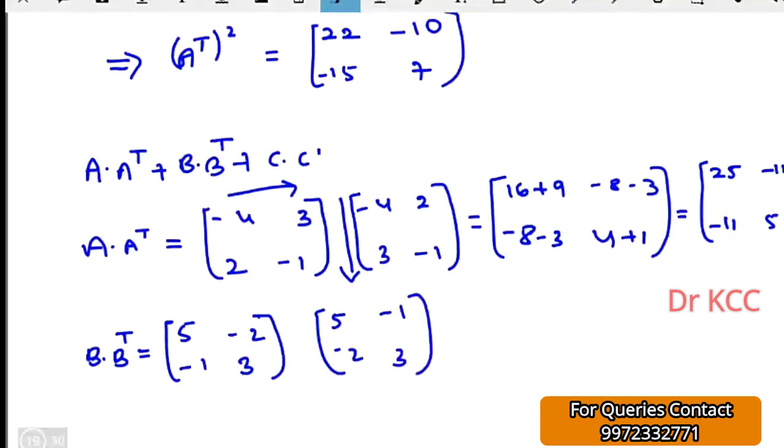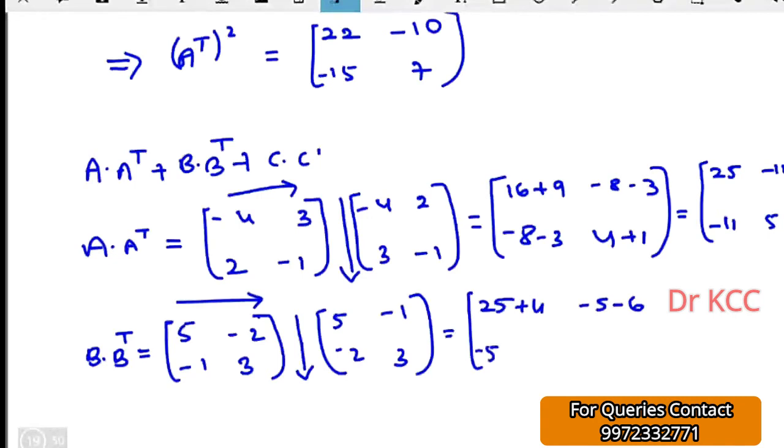Now multiply first row first column. You will get 5 5s are 25, minus into minus plus, 2 2s are 4. First row second column, minus 5 minus 6, then minus 5, again minus 6, then minus into minus plus, 1 1s are 1, plus 3 3s are 9. So you will get 29, minus 11, again minus 11, plus 10. This is your B into B transpose.